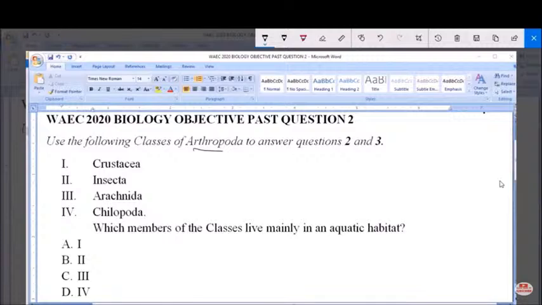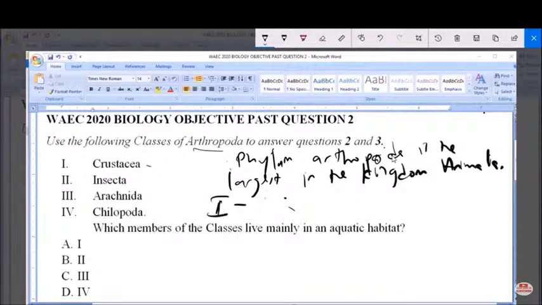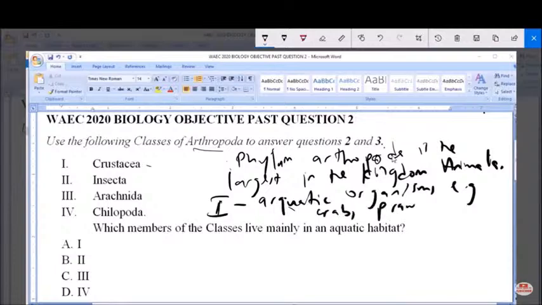So the phylum Arthropoda is the largest in the kingdom Animalia. Now it has 4 classes which you have listed here. So the class Crustacea are basically aquatic organisms, and examples include the crab, prawn, lobster, etc.